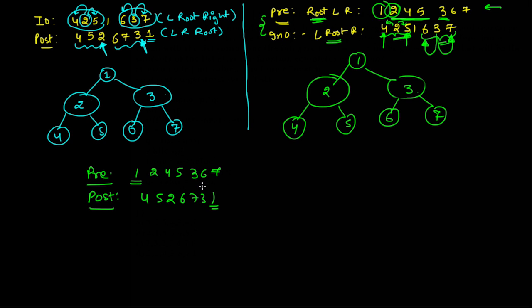Okay, so this is going to create a problem when we try to give a unique tree using this pre-order and post-order. If they give a pre-order and a post-order, it may be possible that this pre-order and post-order correspond to multiple trees.